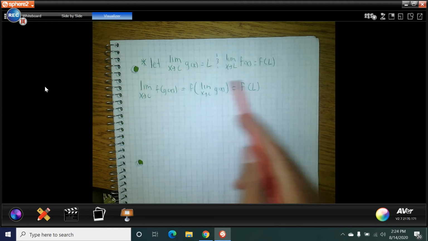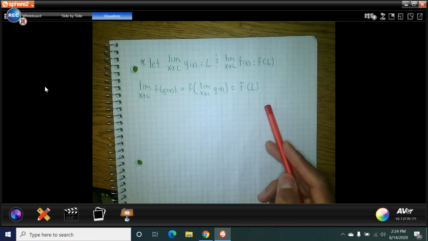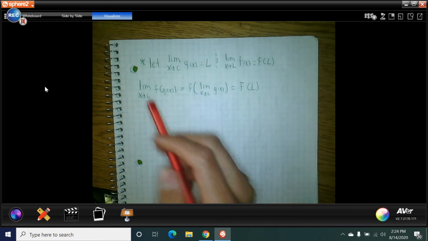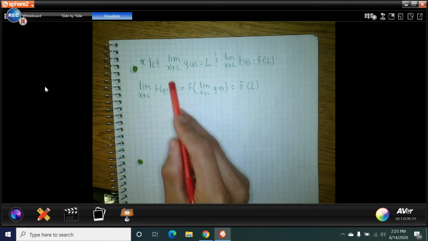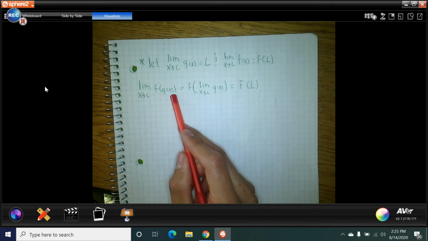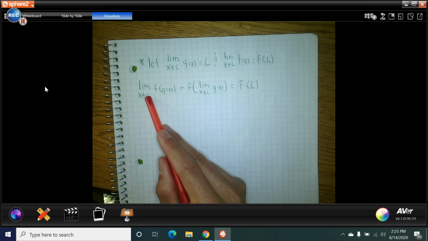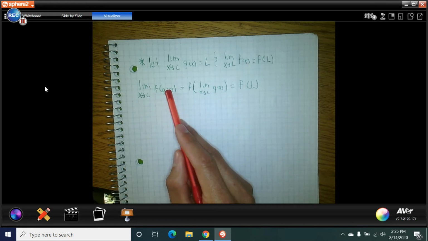Now, why am I writing this? Let's take a look at this statement here, and it's going to make a little bit more sense. This right here says the limit as x approaches c of f of g of x, which if you look at this is a composite function. Now really what's going to happen, guys, in order for you to do a composite function is you first have to plug in c into g of x, and you've got to take the limit of that.